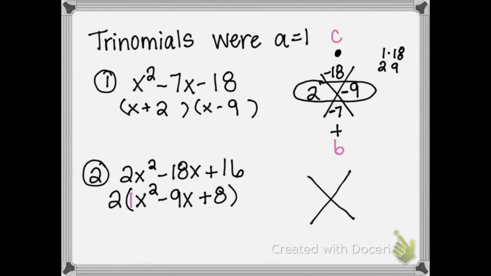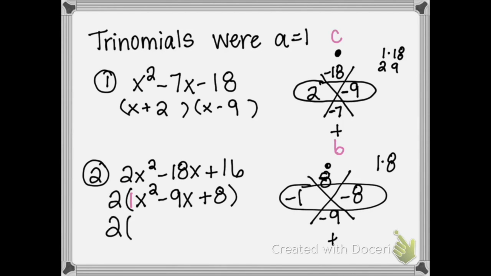So I need to multiply to give me positive 8 and I need to add to get negative 9. Well, 1 and 8 would have to work, but in order to make 1 and 8 work, we'd have to make them both negative.